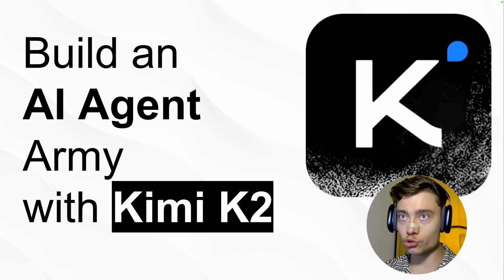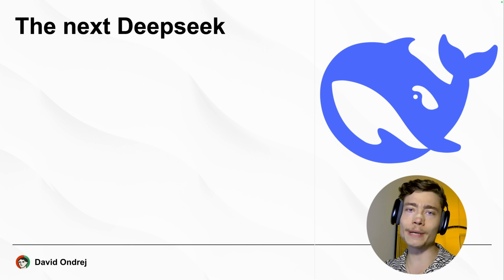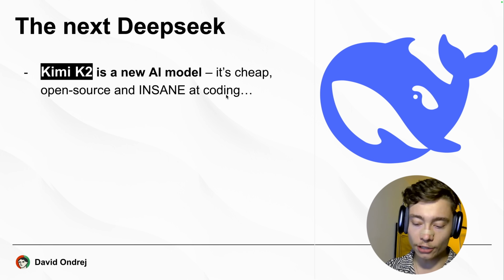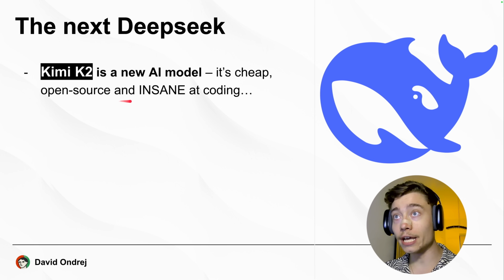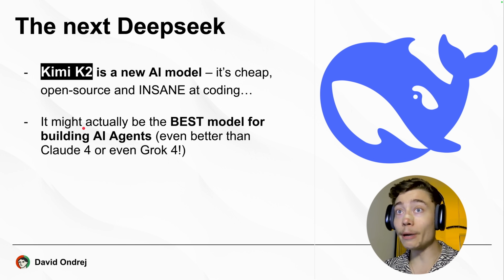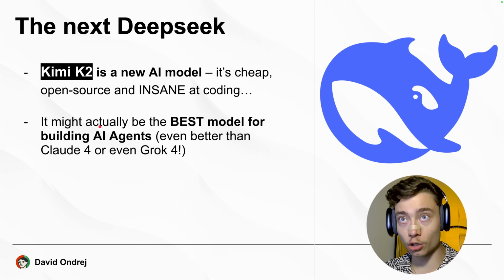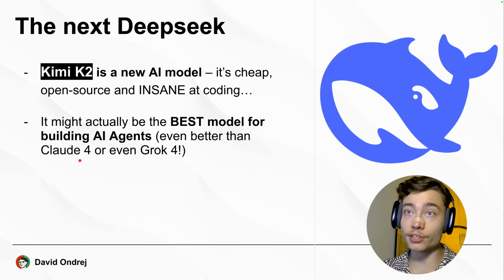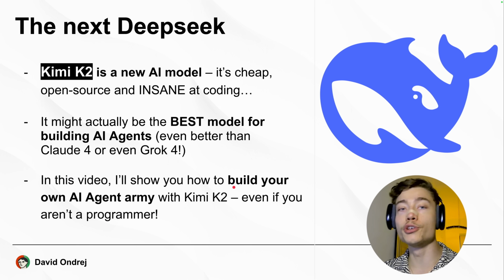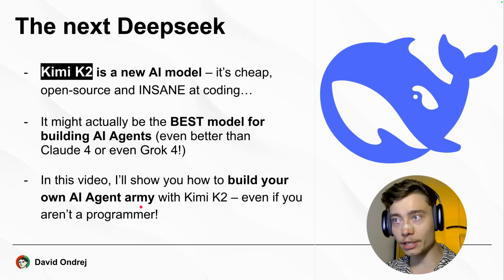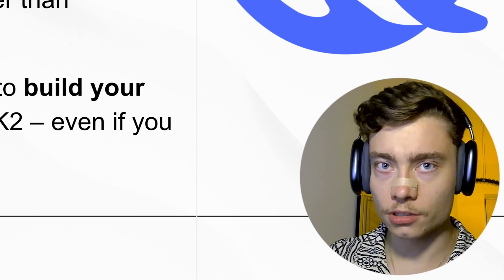My name is Ondrej, and here is how to build an AI agent army with Kimi K2. This is basically the next DeepSeek moment. Kimi K2 is a new AI model from China that is super cheap, open source, and insane at coding. It might actually be the best AI model for building AI agents, even better than Claude 4 or even Grok 4. So in this video, I'll show you how to build your own AI agent army with Kimi K2, even if you aren't a programmer. So watch until the end.